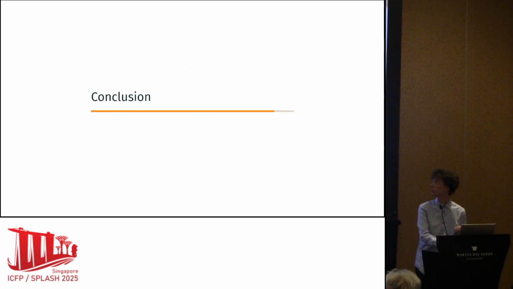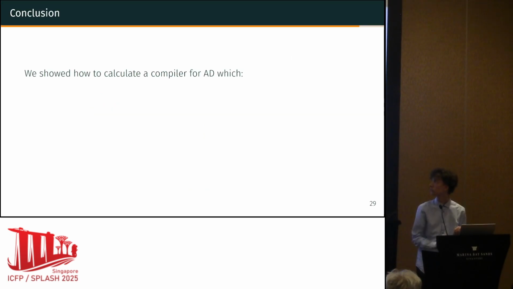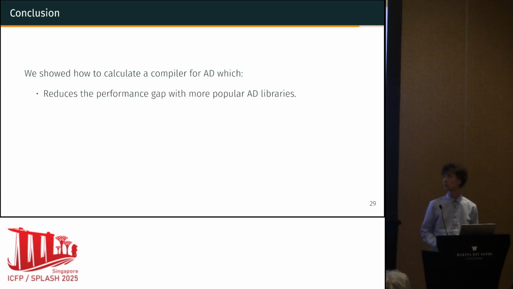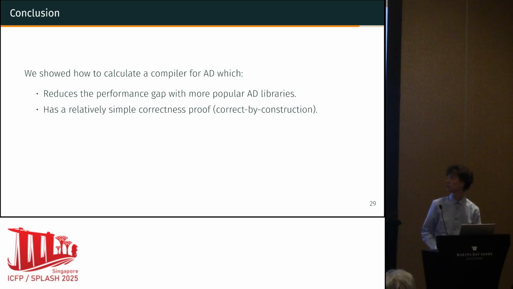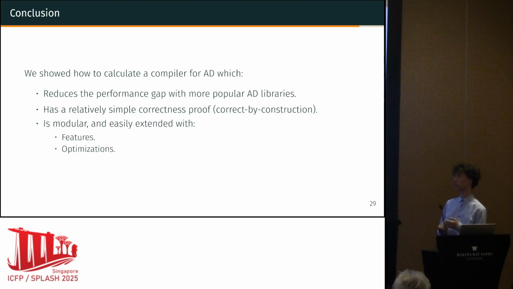But to conclude, I have shown you how we can calculate a compiler for AD, and this reduces the performance gap with more popular AD libraries. But by virtue of its construction, it is automatically correct. And furthermore, it is also very easy to extend this approach with more features or with further optimizations.